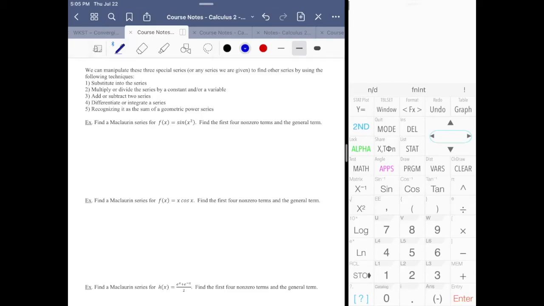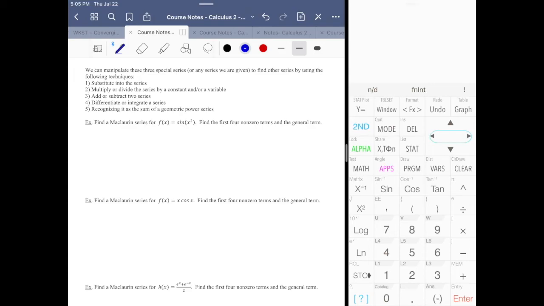So looking at page 90, we start getting into one of the more important characteristics of Taylor and Maclaurin series, specifically the Maclaurin. We can manipulate these special series by using the following techniques. We can substitute into the series, we can multiply or divide by a constant and/or a variable, add or subtract two series, differentiate or integrate, and recognize it as a sum of a geometric power series. That's a little bit more involved, but we'll get to it.